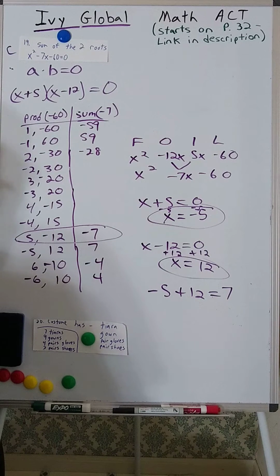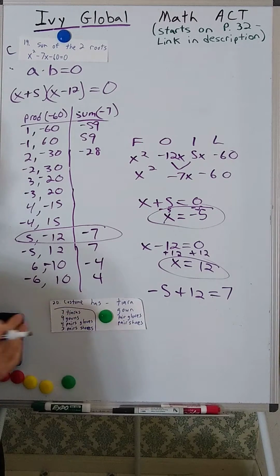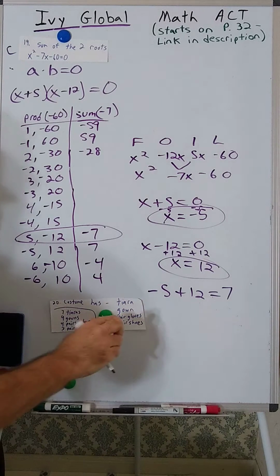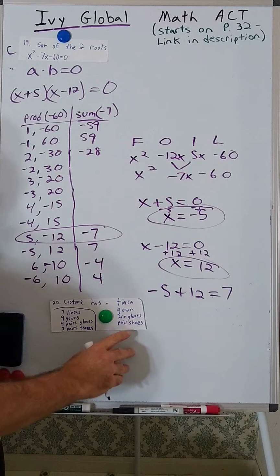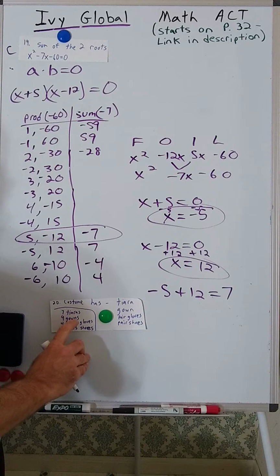All right, 20 says, Ella is making a princess costume, which includes a tiara, a gown, a pair of gloves, and a pair of shoes. If she chooses from 7 tiaras, 9 gowns, 4 pairs of gloves, and 3 pairs of shoes, how many possible different costumes could she make?